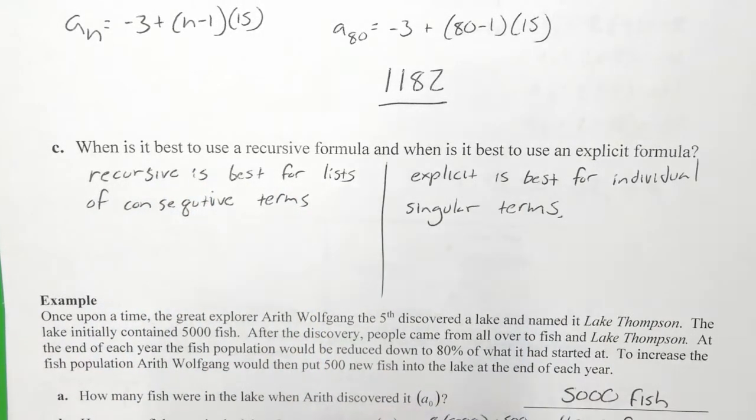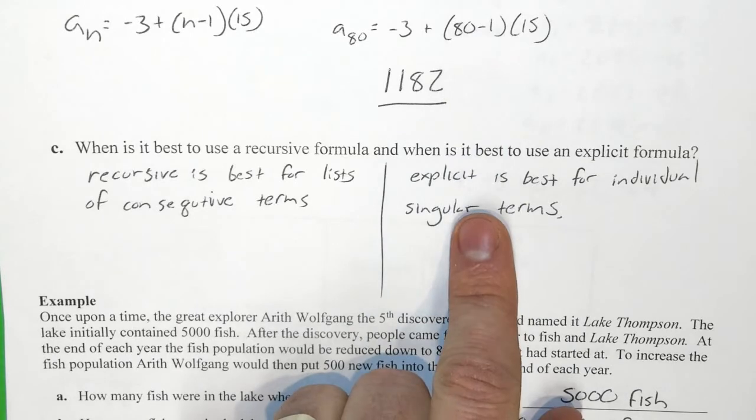An explicit is going to be best if you're interested in an individual term, specifically if that term is way out there in the middle of nowhere, like the 80th term, or the 100th term, or the 1,252nd term. Something like that is going to be where the explicit formula is going to be best.